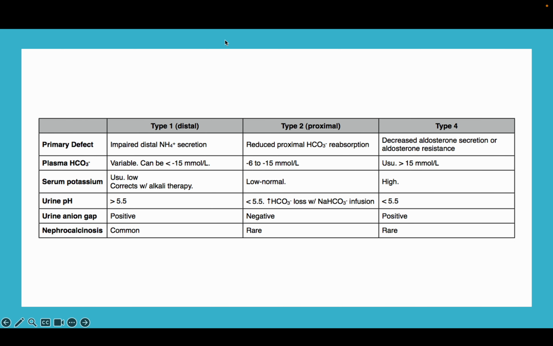So these are the different kinds of RTAs. Type 1 is distal RTA, where you find significant acidosis, whereas in type 2 proximal you generally won't find significant acidosis. Potassium is usually very low in distal, but in type 2 proximal it is generally not very low; there is mild hypokalemia. Type 4 has hyperkalemia and acidosis. Urine pH is generally more than 5.5 in distal, whereas in type 2 it is generally less than 5.5. Urine anion gap is generally positive, and nephrocalcinosis is more commonly seen in type 1 RTA, whereas it is rare in proximal RTA.